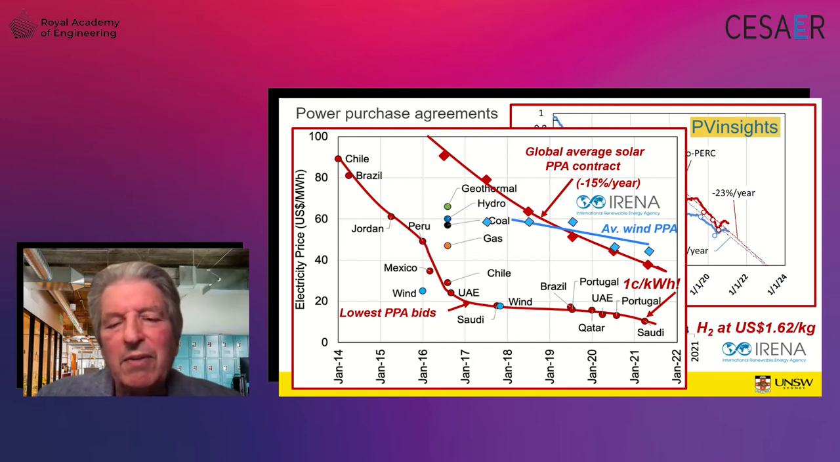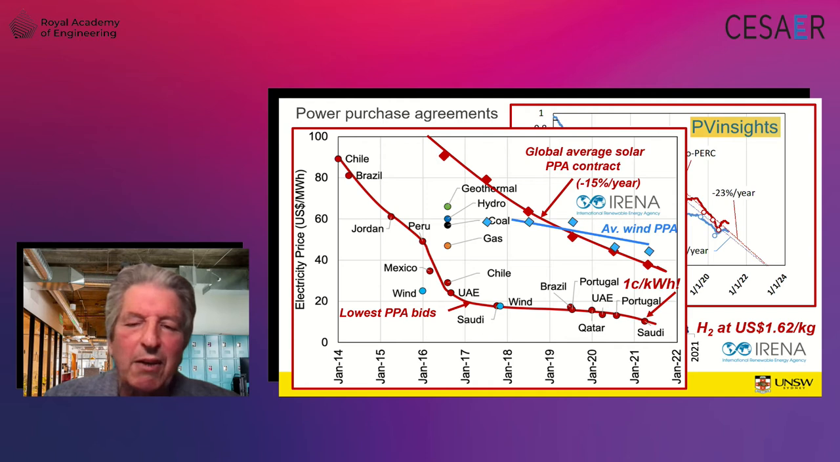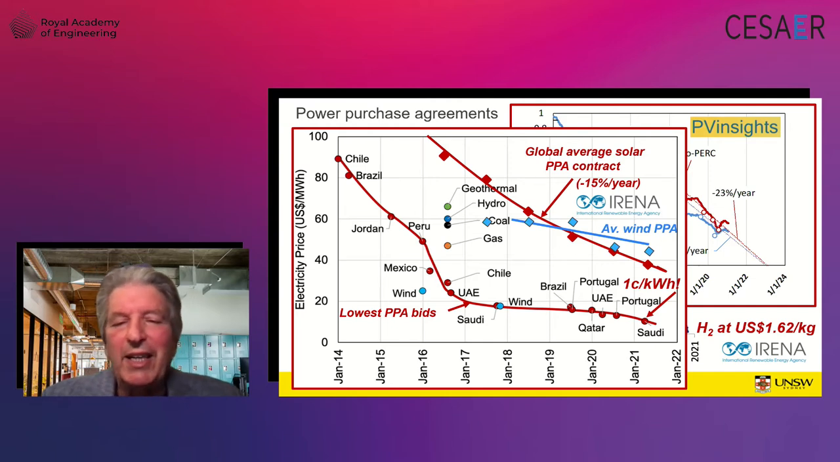And very recently, a real landmark was reached. The scale there is dollars per megawatt hour, US dollars, but divide by 10 and you get cents per kilowatt hour. Recently a bid was received for 1 cent a kilowatt hour, which is really quite amazing. So these are the lowest bids. There are also some bids that are a lot higher, and the average bids are shown in the lines further above, but again, coming down very aggressively.